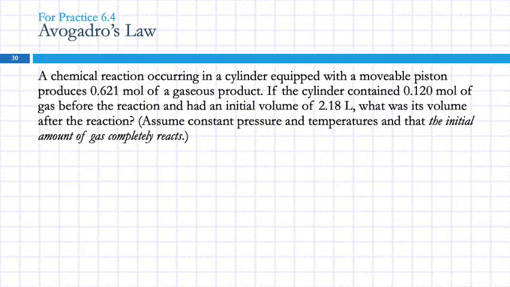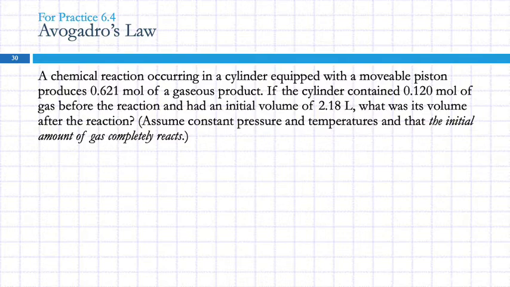So here's an Avogadro's law problem. A chemical reaction occurring in a cylinder equipped with a movable piston produces 0.621 moles of a gaseous product. If the cylinder contained 0.120 moles of gas before the reaction and had an initial volume of 2.18 liters, what was its volume after the reaction? So we're going to assume constant pressure and temperature, and we're going to assume that that initial moles of gas in there was the reactant, and then that reacted completely. So it's not that we're creating new things, really.